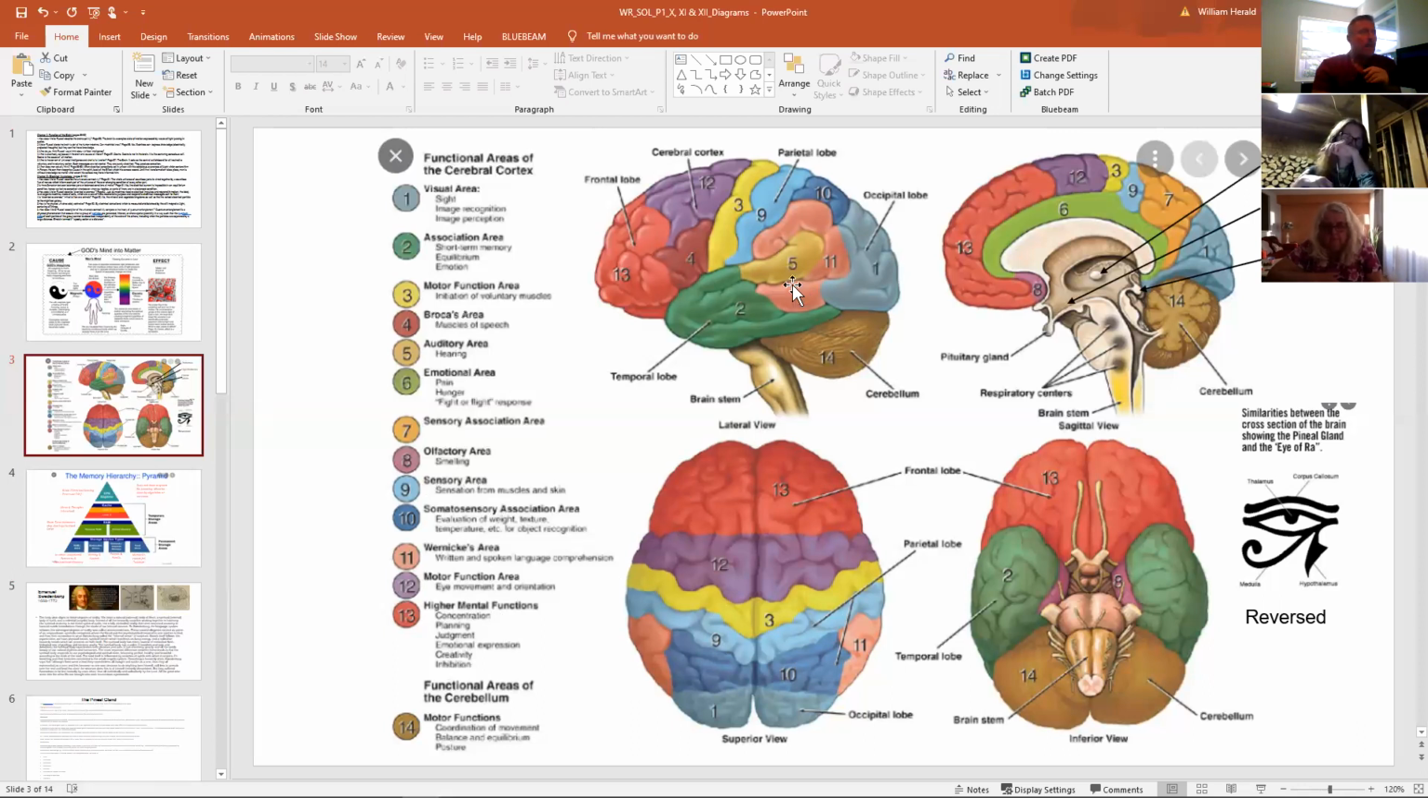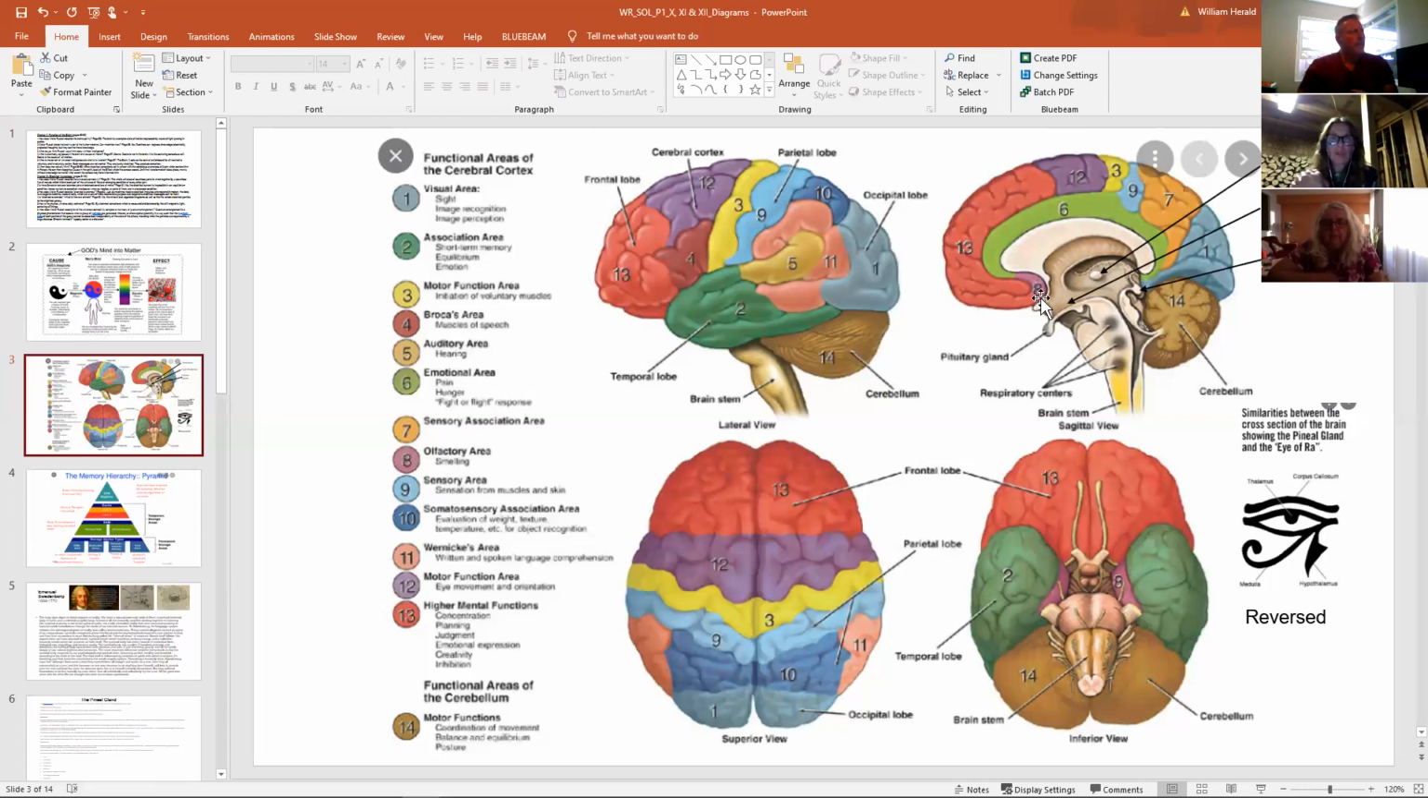Mm-hmm. Now, with all that being said, we have the olfactory area, which is the smelling, which is number 8. Where's number 8? Somewhere here. Can't even find 8. Right here, on the curve. Yeah, right there. Very small, but it's very close to the pituitary gland.